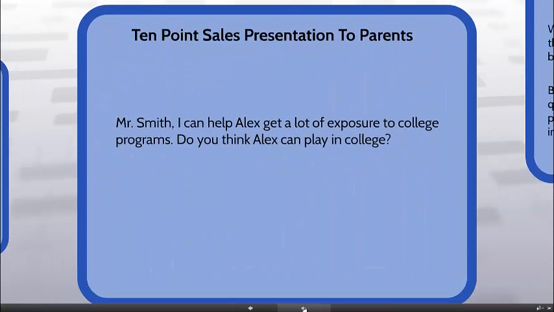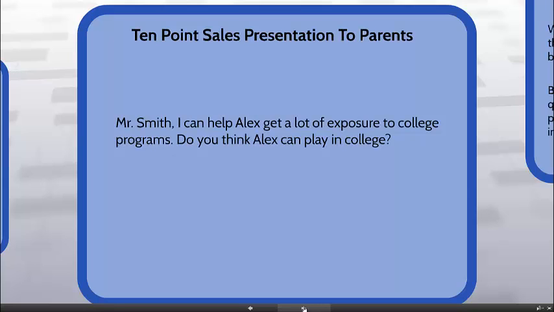For example, we're going to talk about the 10-point sales presentation. It's very important to have your presentation basically memorized. Mr. Smith, I can help Alex get a lot of exposure to college programs. Do you think Alex can play in college? So what I did there is I basically told the father what I can do for his son, and then I followed that up with a question, generic as it may seem: do you think Alex can play in college?